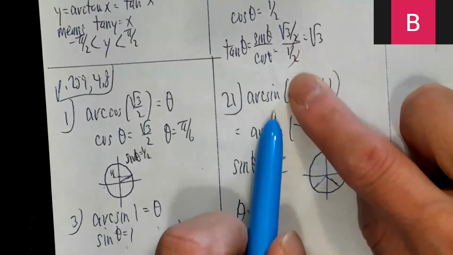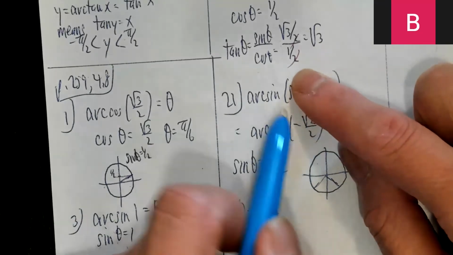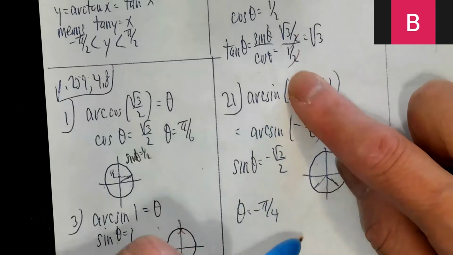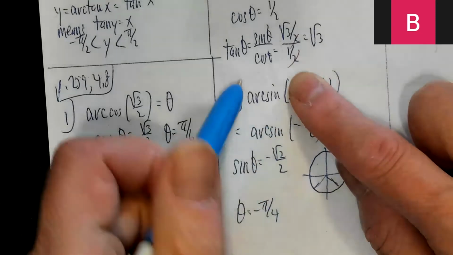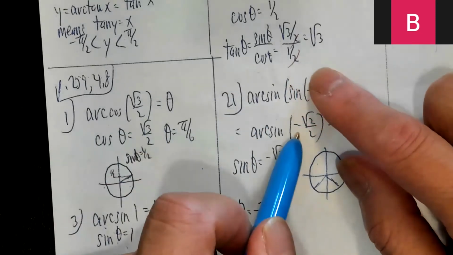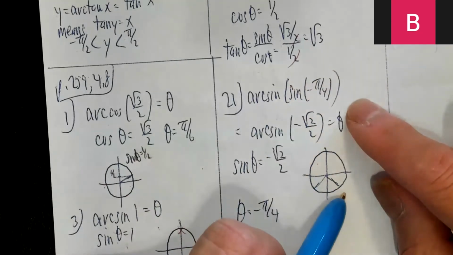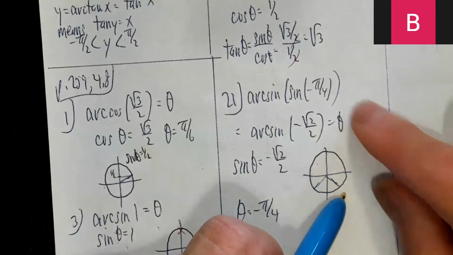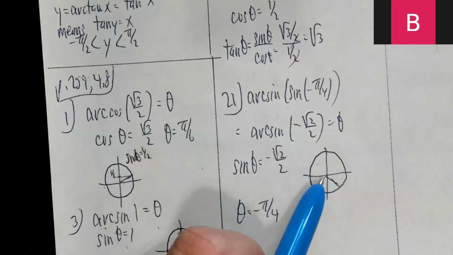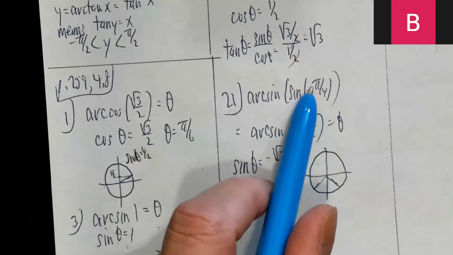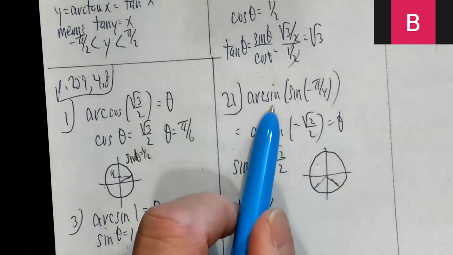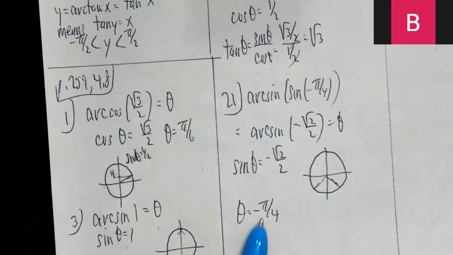Because again, inside here is negative radical 2 over 2. I'm saying what angle between negative pi over 2 and pi over 2 is there so that the sine of that angle is negative radical 2 over 2. That's negative pi over 4, negative 45 degrees. Okay. So this is negative radical 2 over 2. What's the arc sine of negative radical 2 over 2? Well, back to negative pi over 4.